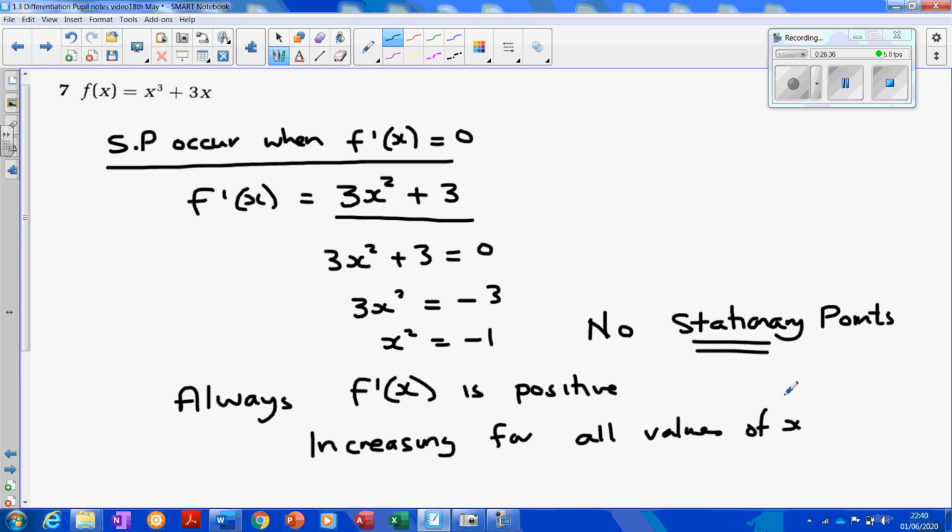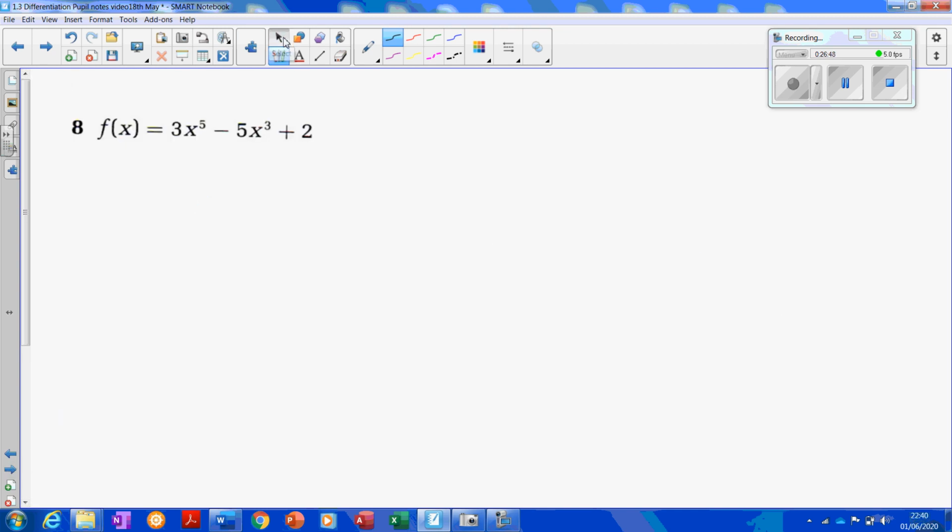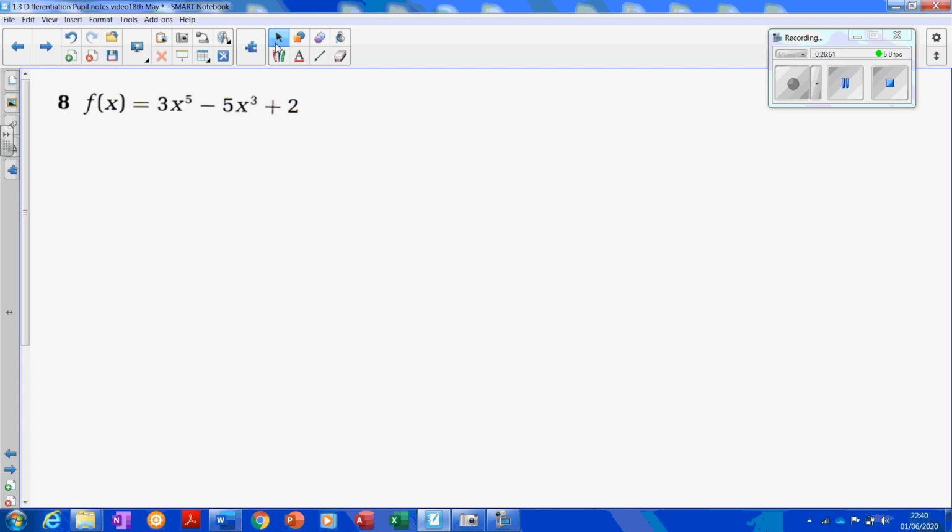Okay, it's a wee tricky one there. So you would just check your work if you were doing that one, and you'd say, all right, have I done anything wrong? No, so therefore no stationary points. Unlikely you would get one like that in an exam. Okay, last one, question 8.